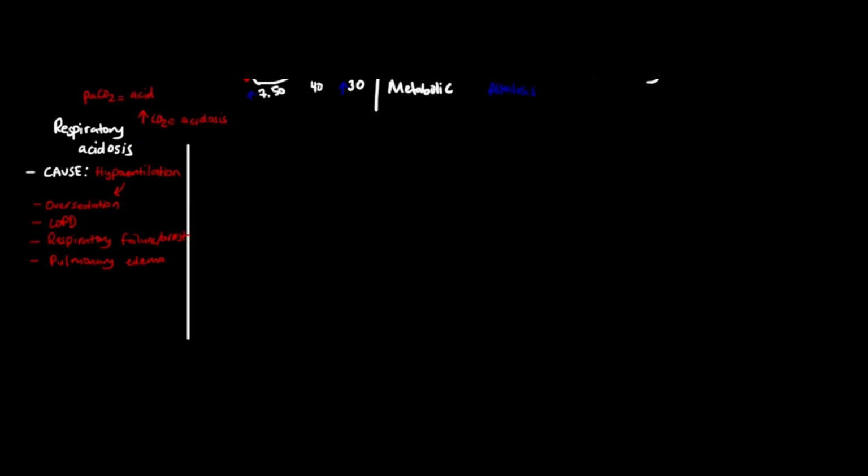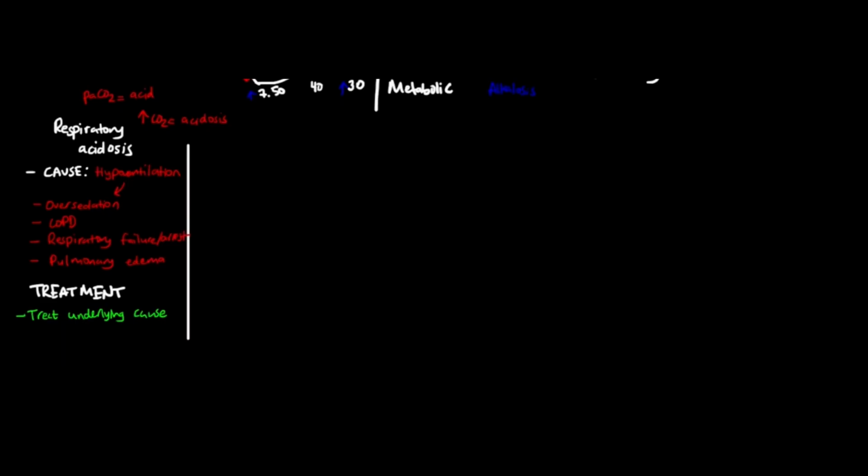So then how are we going to treat this? To treat respiratory acidosis, you need to treat the underlying cause. So this would look like giving someone who's experiencing COPD bronchodilators to open up their airways, giving them corticosteroids to reduce the inflammation, to increase the ventilation, improve their oxygenation, and help bring down the levels of CO2.